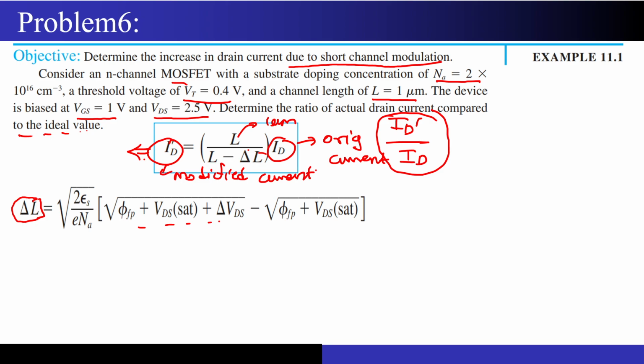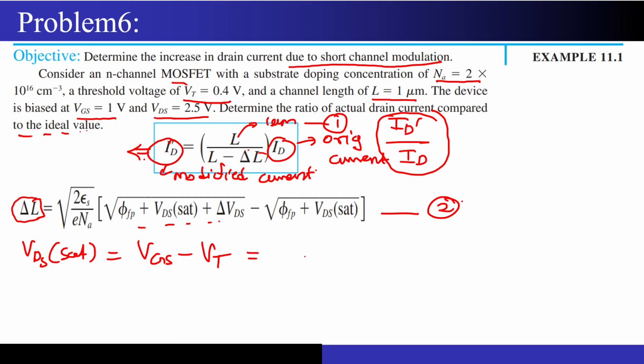To calculate the value of delta L, I first have to know everything in this equation. So let me try to calculate everything. Let me highlight this as equation number 1 and this as equation number 2. Now, how to calculate VDS sat? VDS sat is nothing but VGS minus VT. Sir must have told you this, and I have also explained it in today's lecture. So what is VGS minus VT? 1 minus 0.4, which is 0.6 volts.